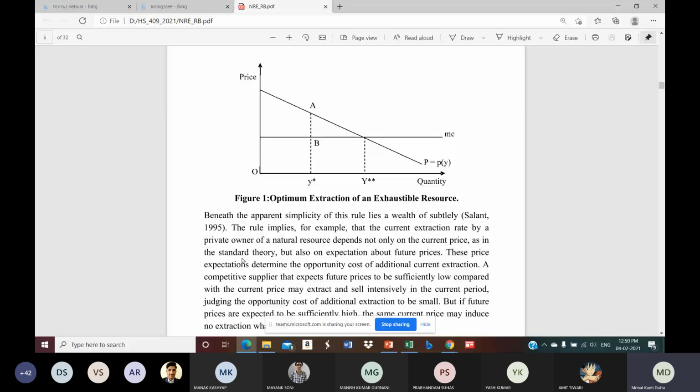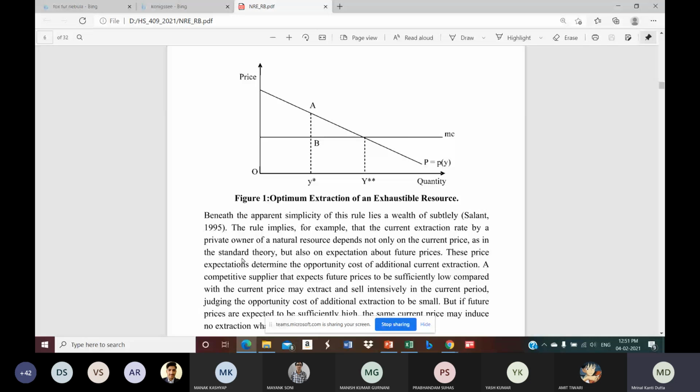But in the case of exhaustible resources, when you take into account this marginal user cost, the augmented marginal cost will be given by AY star. In that case, the amount of extraction of the resource will be much lesser, and that will be Y star. So this way, by making use of the concept of opportunity cost, we can modify the condition for optimal allocation or efficient allocation of exhaustible resources.